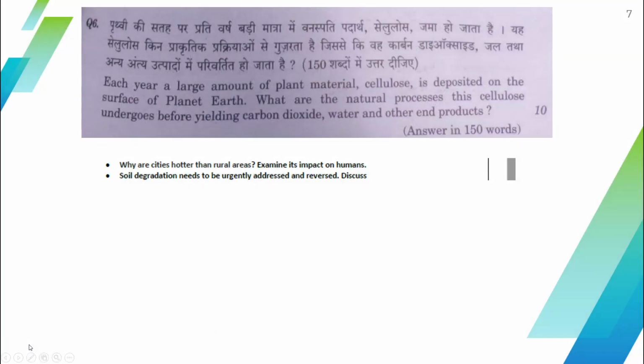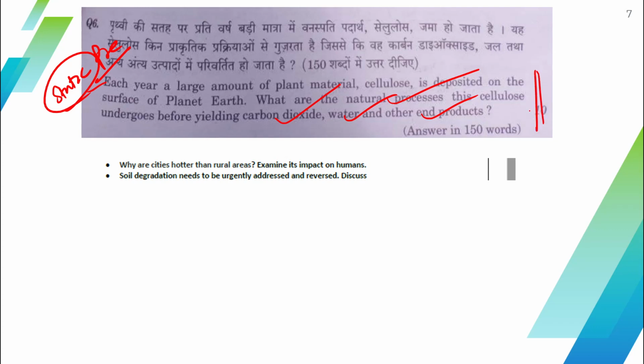Each year a large part of the plant material cellulose is deposited on the surface of planet Earth. What are the natural processes this cellulose undergoes before yielding carbon dioxide, water and other end products? This is a static, prelims oriented question, but I don't know why UPSC has asked this in the mains examination. Guys, you can easily answer this using NCERT knowledge.